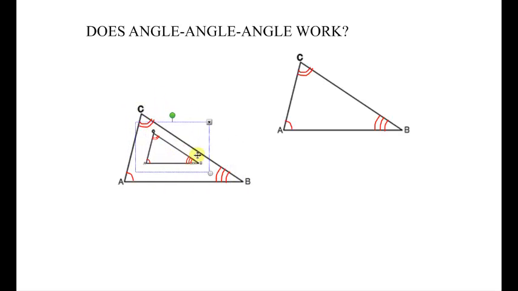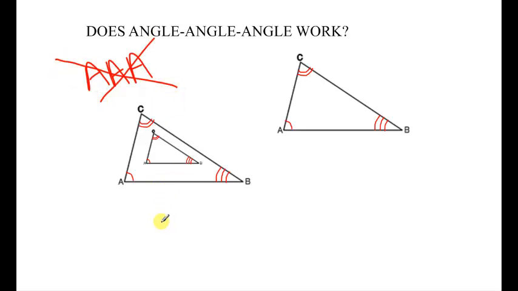But are the triangles congruent? Not at all. We've got a reduction. One's a smaller version of the other. So angle, angle, angle. That is not a shortcut to use. It shows you similarity, but that's not what congruent means.